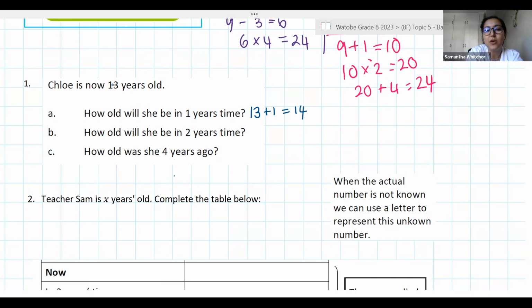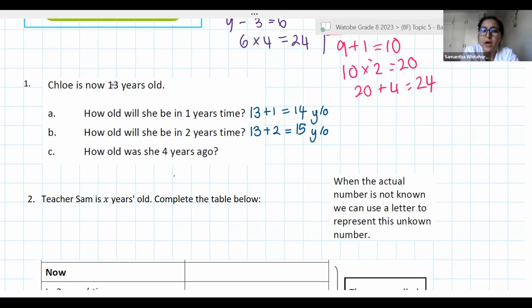Okay, guys, how old will she be in 2 years' time? Again, on the chat, quickly put how old she is going to be in 2 years. Nice. So if she's currently 13, in 2 years' time, she will be 16 years old. No, she won't. She will be 15 years old. I can't do basic maths tonight. All right, 15 years old, because 13 plus 2 is 15.